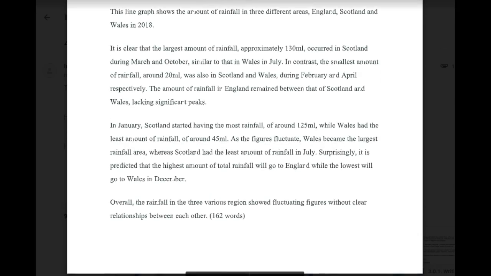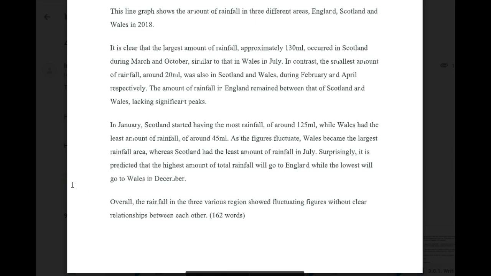In January, Scotland started having the most rainfall of around 125 ml, while Wales had the least amount of rainfall of around 45 ml. As figures fluctuate, Wales became the largest rainfall area, whereas Scotland had the least amount of rainfall in July. Surprisingly, it is predicted that the highest amount of rainfall will go to England, while the lowest will go to Wales in December. Overall, the rainfall in the 3 various regions showed fluctuating figures without clear relationships between each other.